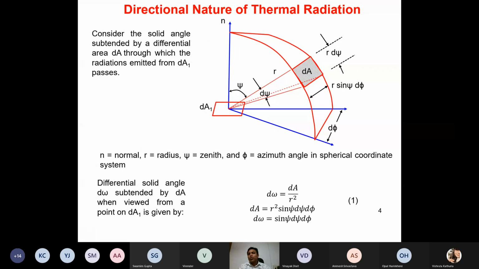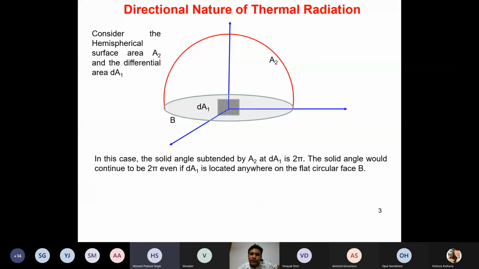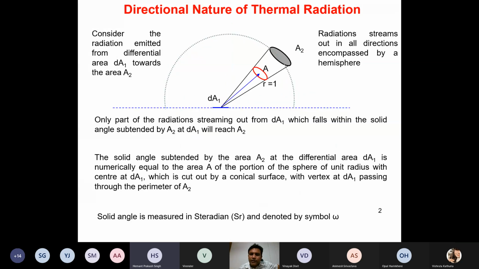Let us look at this particular case. Sir, by the definition that we studied, it is an area. So how is area 2 pi? It is the angle. I am really sorry here. Just wait. That is why the solid angle is measured in steradian. It's an angle.